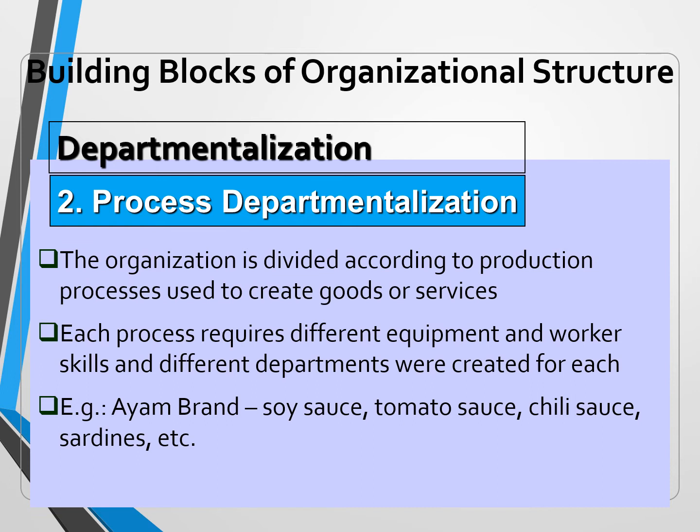Okay, so here in the slides itself, they give you an example of Ayam Brand. Some departments will process soy sauce. So soy sauce and tomato sauce will have different processes involved, maybe different equipment involved, different skills involved, chili sauce, sardines, etc. Yeah, so that's about the process departmentalization.